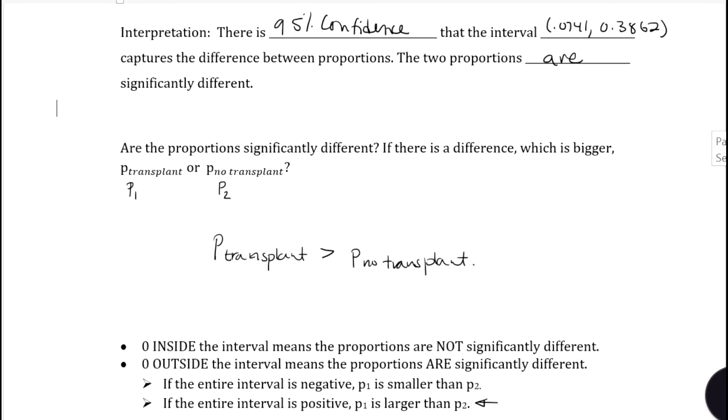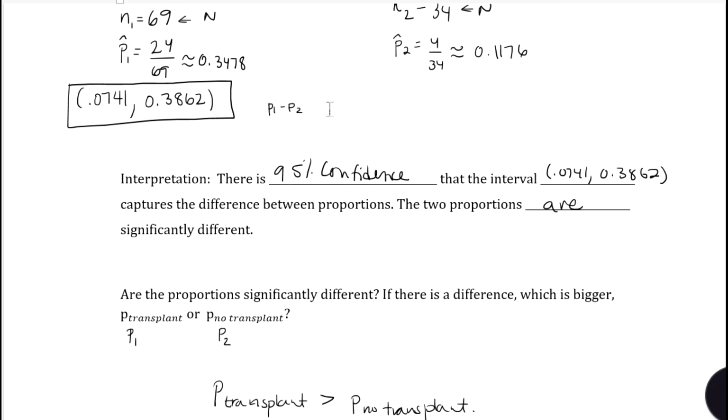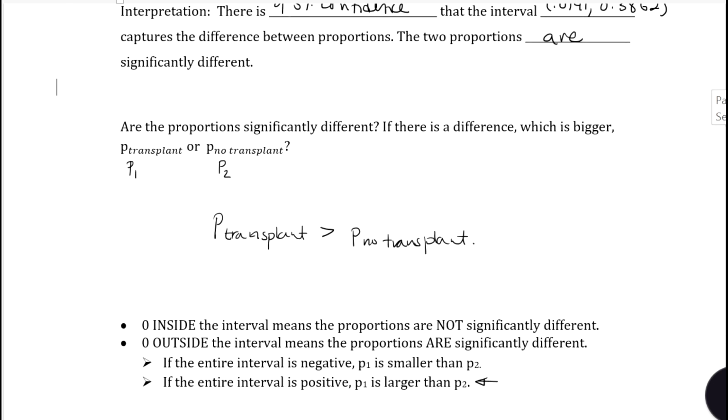And let's think about why that's the case. Remember, we were saying that this difference was P1 minus P2. That difference is going to be captured in this interval, and that interval is always positive, which means we're taking a smaller number away from a larger number. So P1 would be the larger number. Okay. Good.